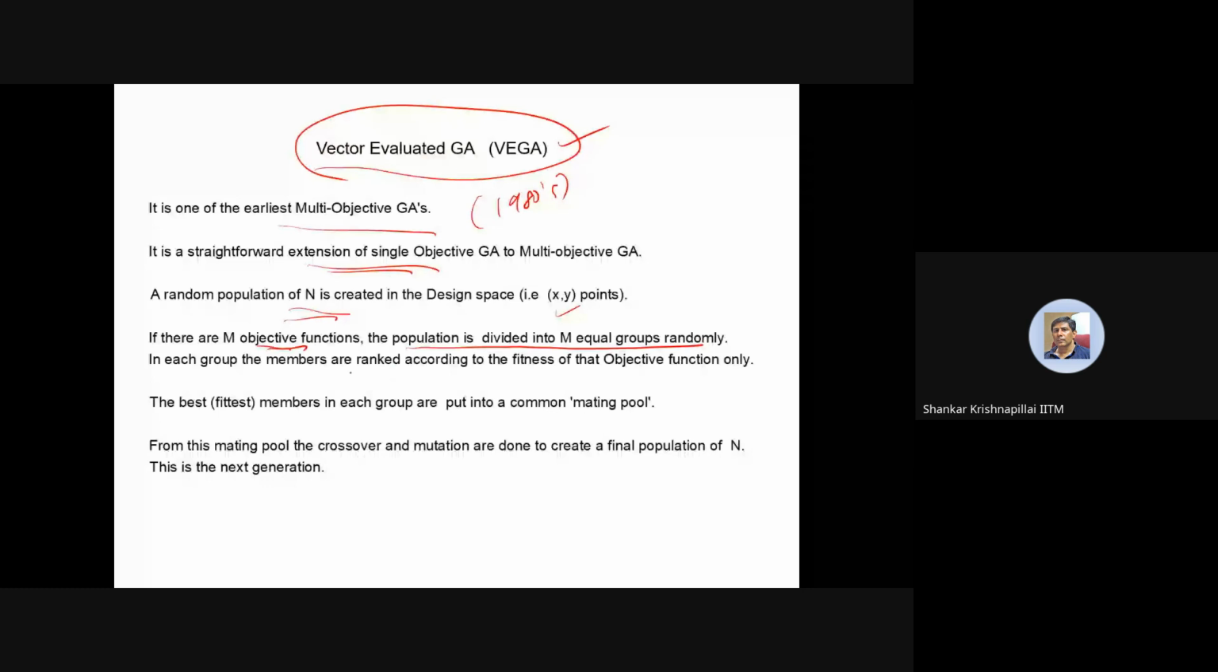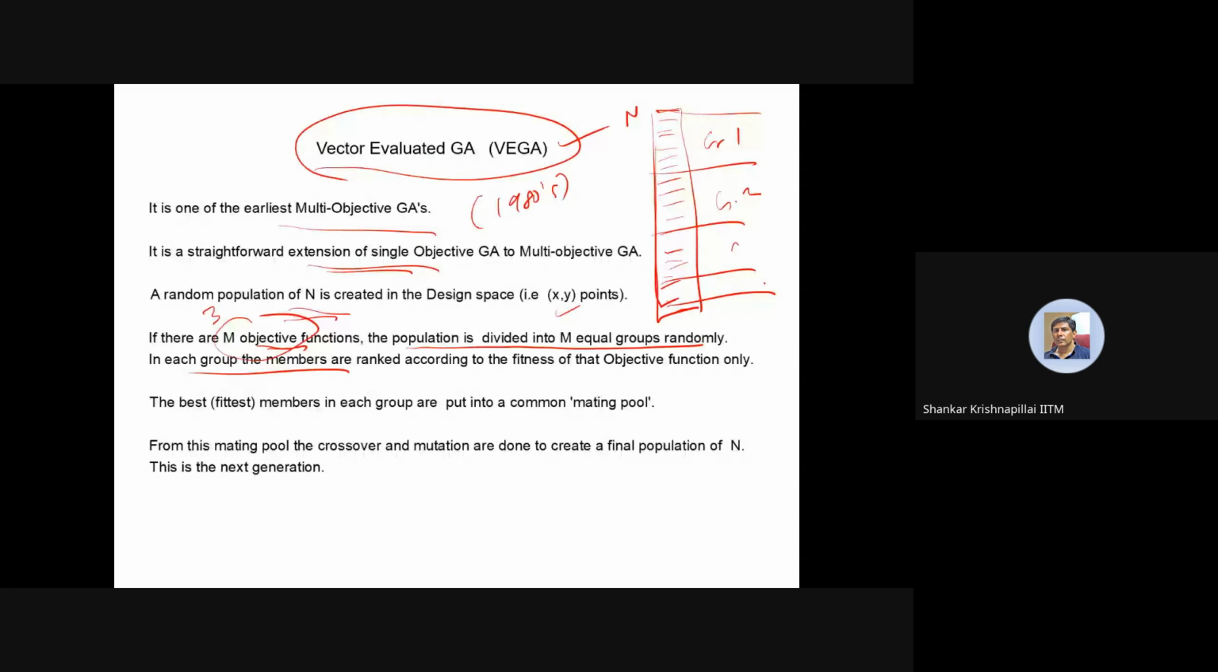Suppose I have a population of N and three objective functions. So it is divided into group 1, group 2, and group 3. In group 1, the population is arranged in the order of fitness of objective function F1. In group 2, the population is arranged in the order of fitness of objective function F2.